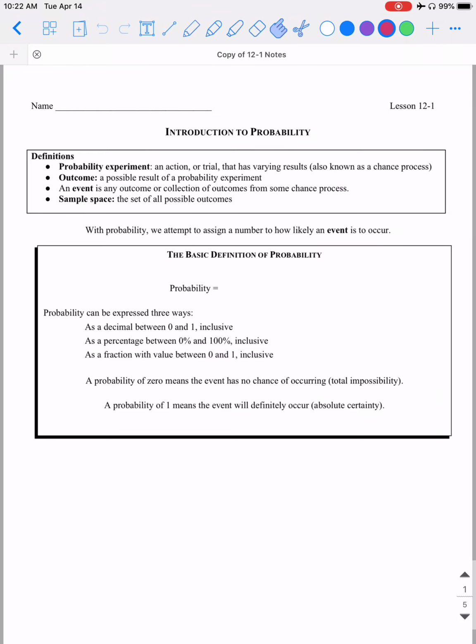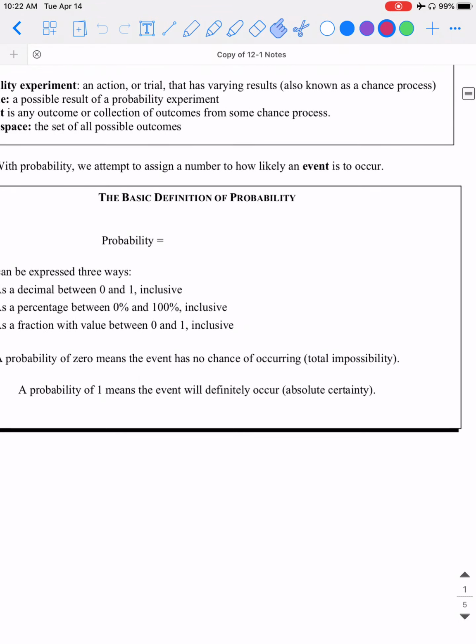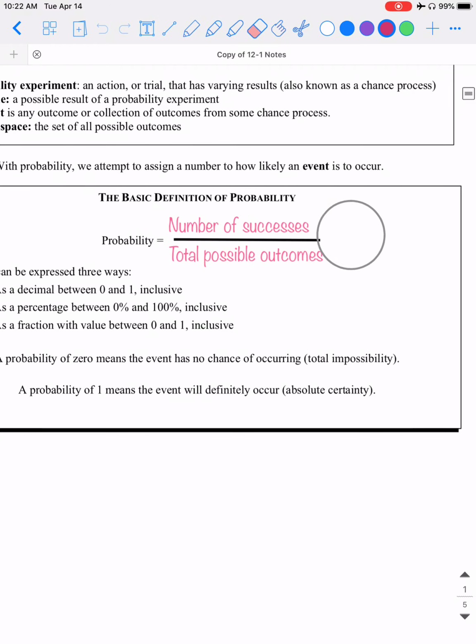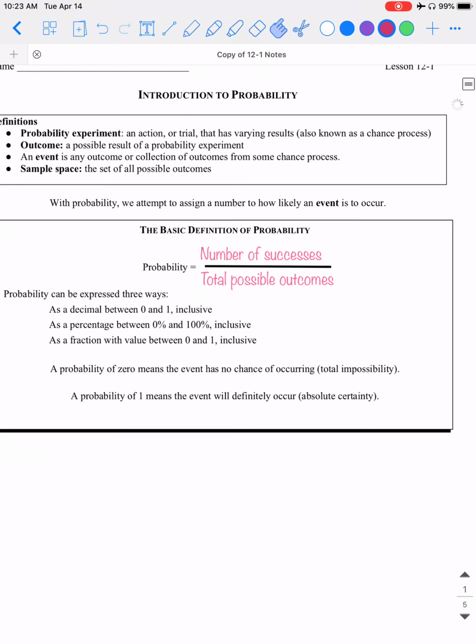So the first thing I want to do is fill in the basic definition of probability. Probability is equal to the number of successes over the total possible outcomes. And probability could be written three different ways. So we could write it as a decimal or as a fraction, and these have to be numbers between 0 and 1, or a percentage between 0% and 100%. So if we have a probability of 0, that means the event has no chance of occurring, it's totally impossible. And a probability of 1 means the event will definitely occur.